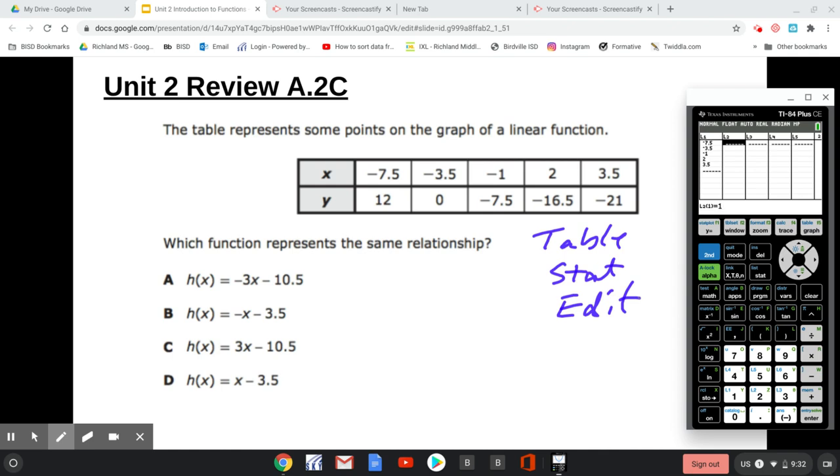We have 12. We have 0. We have negative 7.5. Let's see. And then we have negative 16.5. Enter. And then we have negative 21.